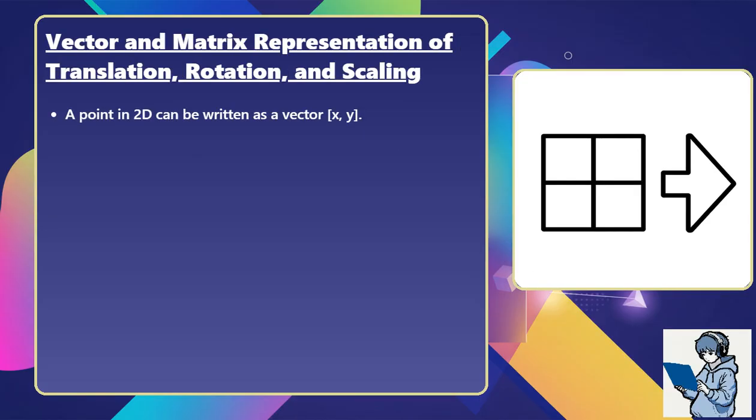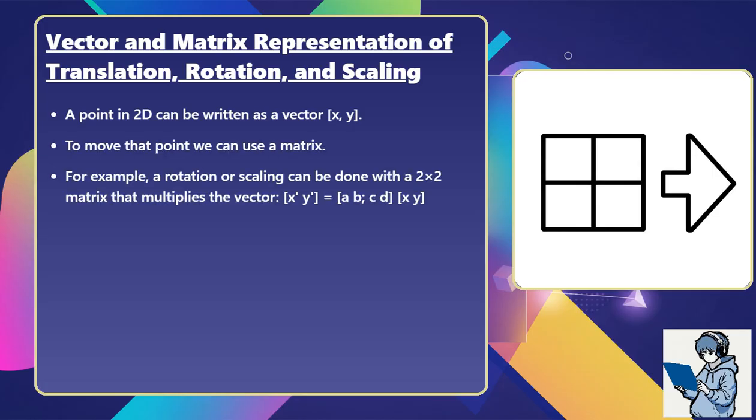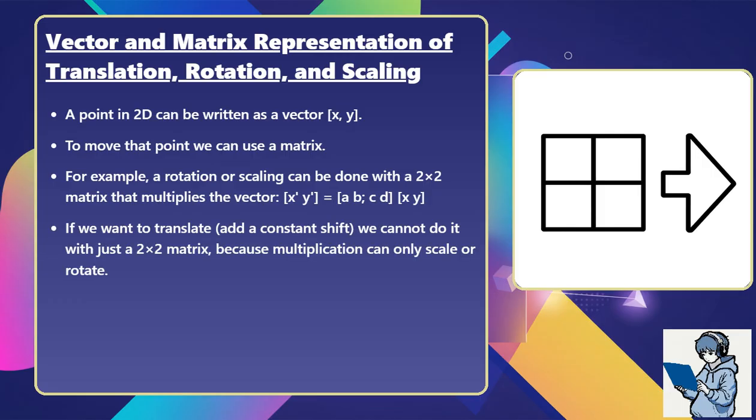A point in 2D can be written as a vector (x, y). To move that point, we can use a matrix. x' = ax + by, y' = cx + dy. If we want to translate, we cannot do it with just a 2x2 matrix, because multiplication can only scale or rotate. Instead, we add a separate vector (t_x, t_y). x' = x + t_x, y' = y + t_y.